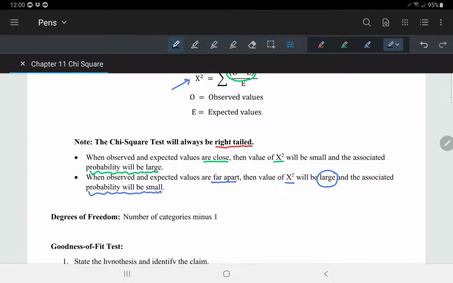So remember what chi-squared looks like. If it's a right-tailed test and the expected and observed values are close, we'll get a chi-squared down here, and the right-tailed probability is going to be very large. As opposed to if we have expected values and observed values that are far apart, then chi-squared will be out here, and the associated probability to the right will become smaller.